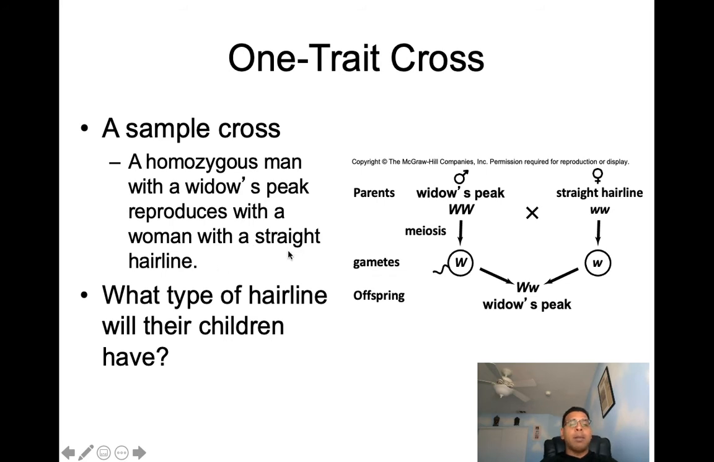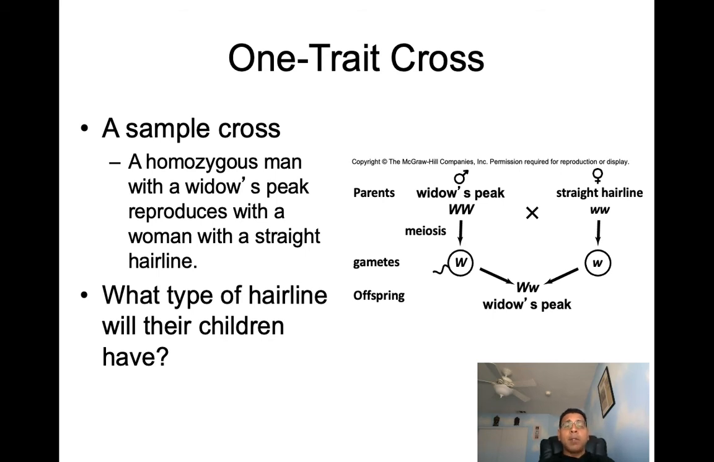Straight hairline, we know automatically, lowercase w is going to represent the straight hairline. So that is represented by two lowercase w's. Now, what type of hairline will their children have? If these two individuals were to reproduce, what type of hairline will their children have?